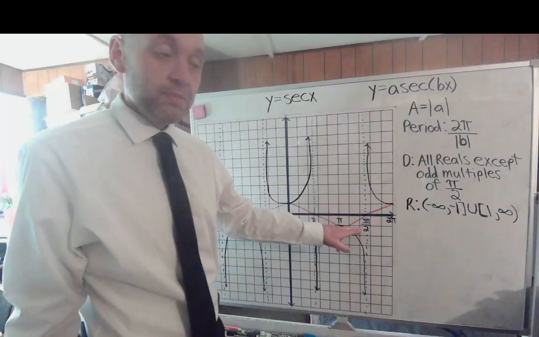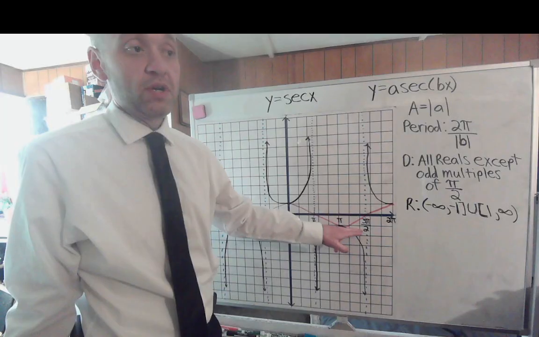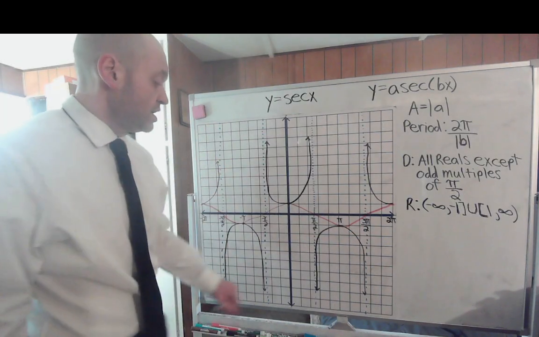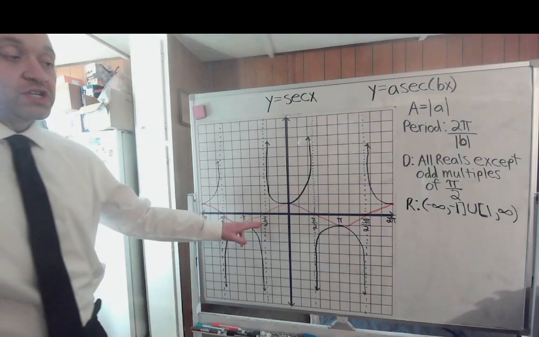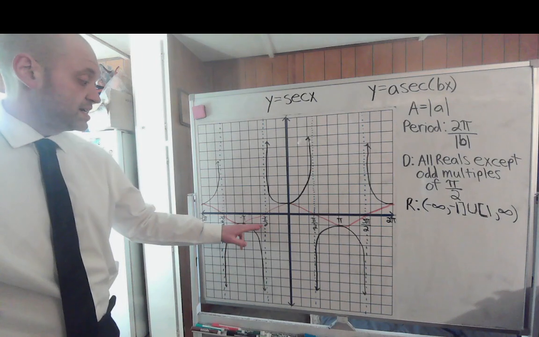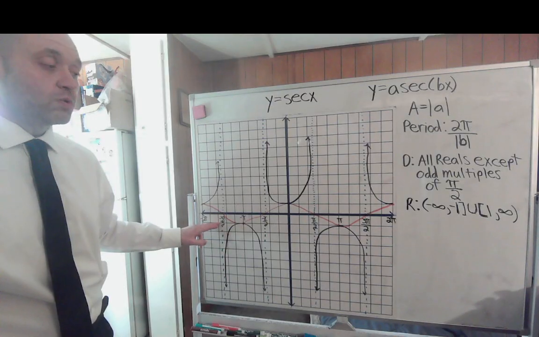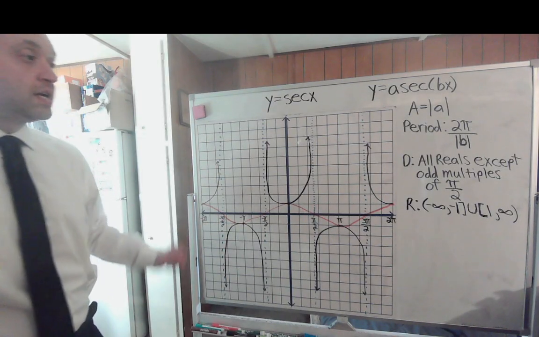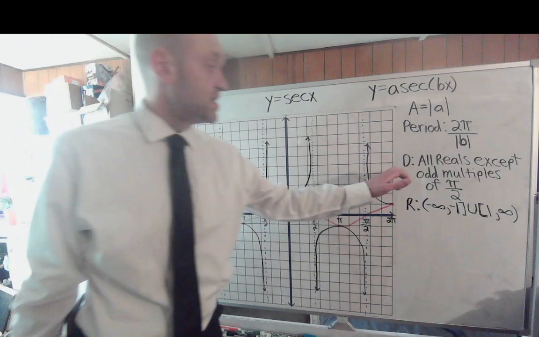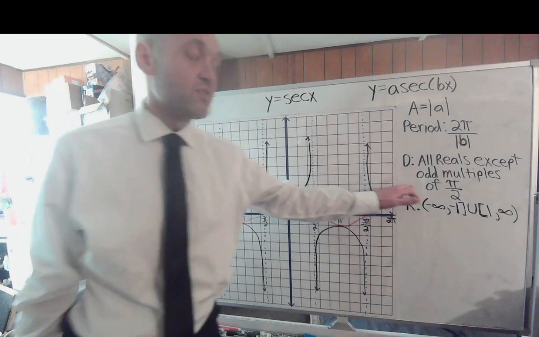And the same at 3 pi over 2. It would be undefined because you would get negative 1 divided by 0. If we did negative pi over 2, you would also get negative 1 divided by 0, which is undefined. Negative 3 pi over 2, you get positive 1 divided by 0, which is undefined. So the domain of the secant function is all real numbers except odd multiples of pi over 2.